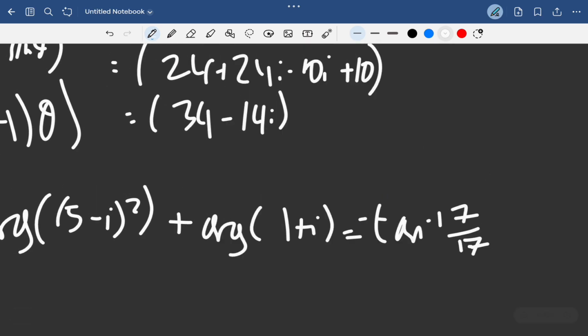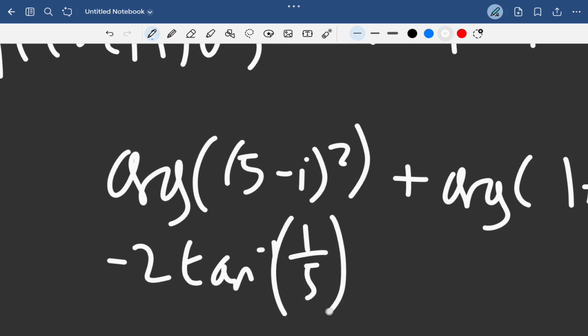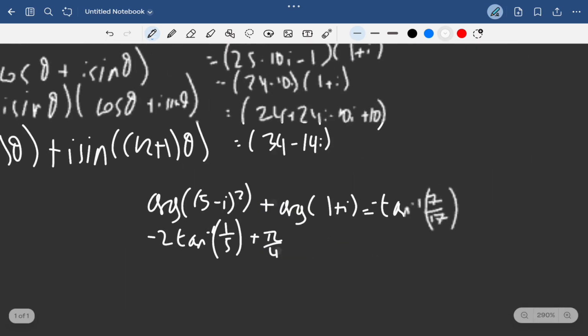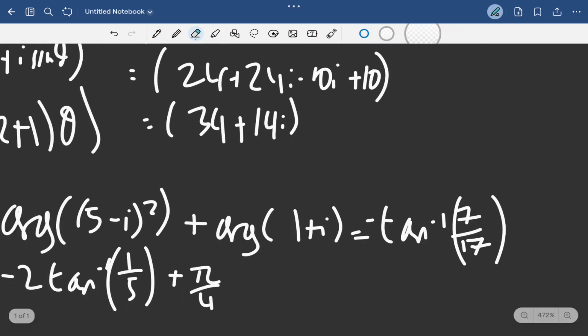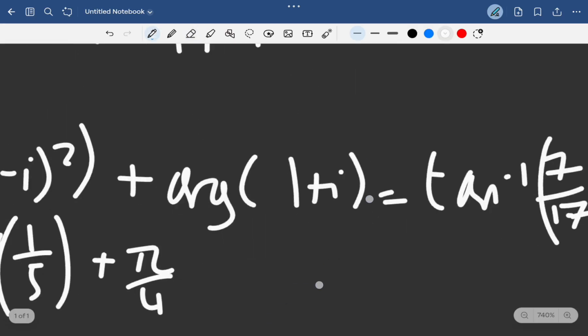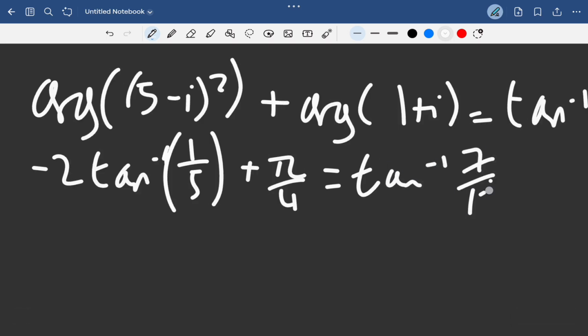This will be equal to minus tan minus 1 of 7 over 17. Cool. So this is minus 2 tan minus 1 of 1 over 5, as we stated earlier. And this is plus pi over 4. Cool. This isn't minus 14, this is plus 14. Apologies. Cool, so there's no minus here. And then this will equal tan minus 1 of 7 over 17.